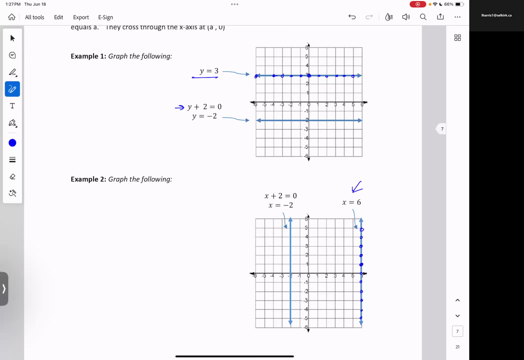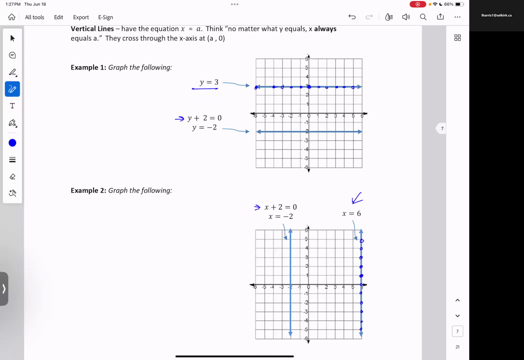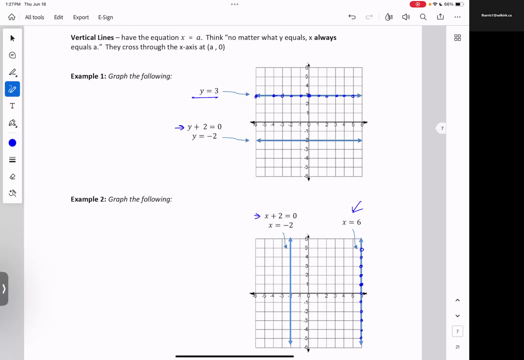Similarly, we've got this equation x plus 2 equals 0. If you solve for x, you get x equals negative 2. So no matter what y equals, x is always negative 2, giving you that vertical line. So those are your, let's say, weirdos, when you just end up with an x or a y. With only one of those variables, you're going to have a horizontal or a vertical line.